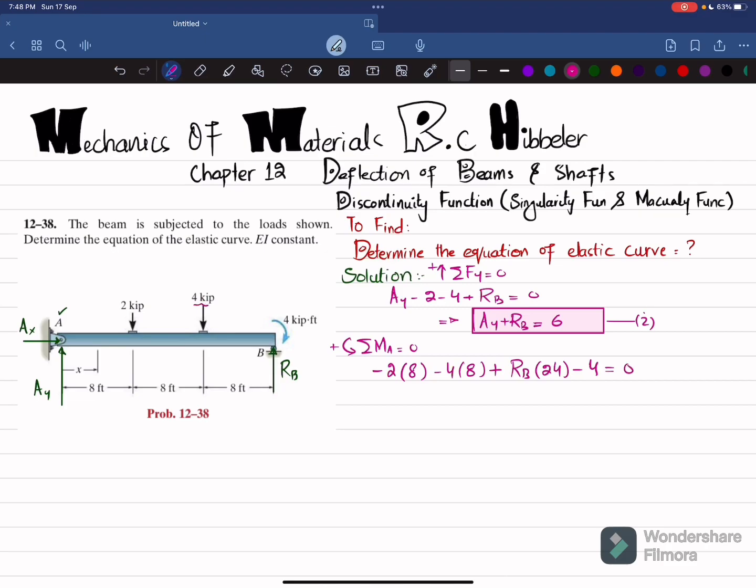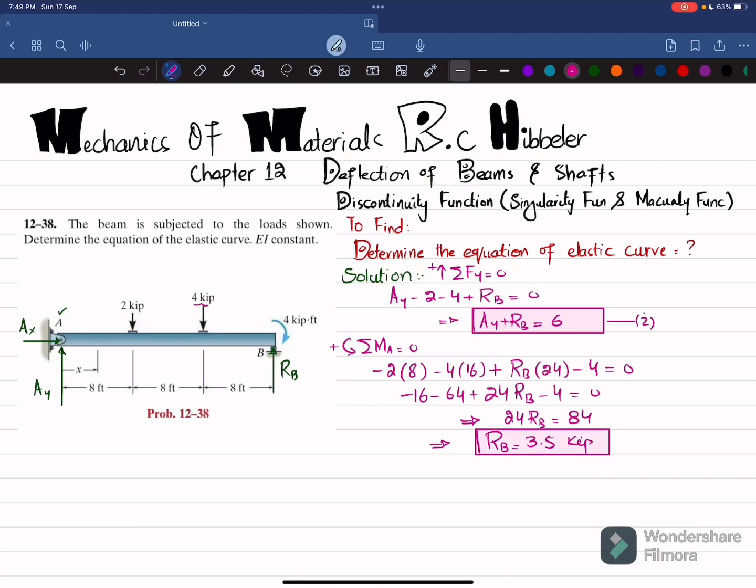Okay, so this force 4 into this distance is 16, so this is 16, not 8. Their sum must be equal to 0. So I will write minus 16 minus 64 plus 24 RB minus 4 is equal to 0. So from here you will get 24 RB is equal to 84, and we will get RB is equal to 84 by 24, which is 3.5, and unit will be kip.